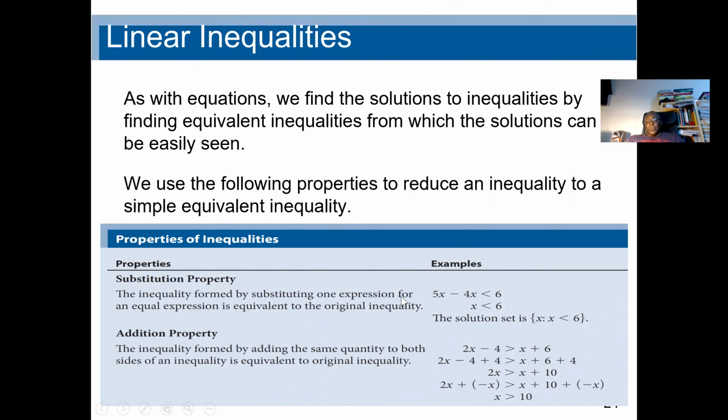So let's see an example here. We have 5x minus 4x less than 6. So if I'm solving this problem, I will see that 5x minus 4x is only x. So x is less than 6. We finish.